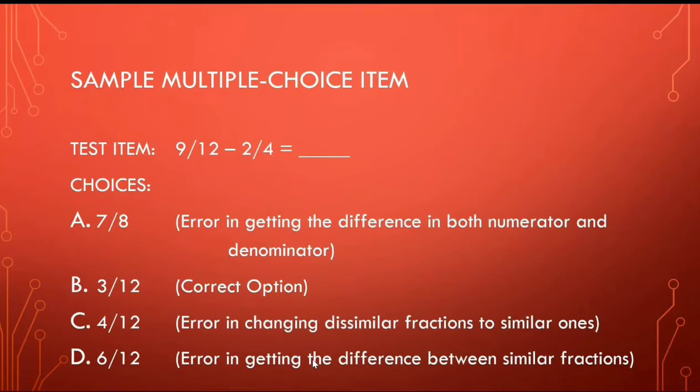Example, sabi dito, multiple choice item test. Test: 9 over 12, this is a fraction, minus 2 over 4, equals blank. Choices: 7 over 8, 3 over 12, 4 over 12, 6 over 12. Are these choices perfect choices for this item?